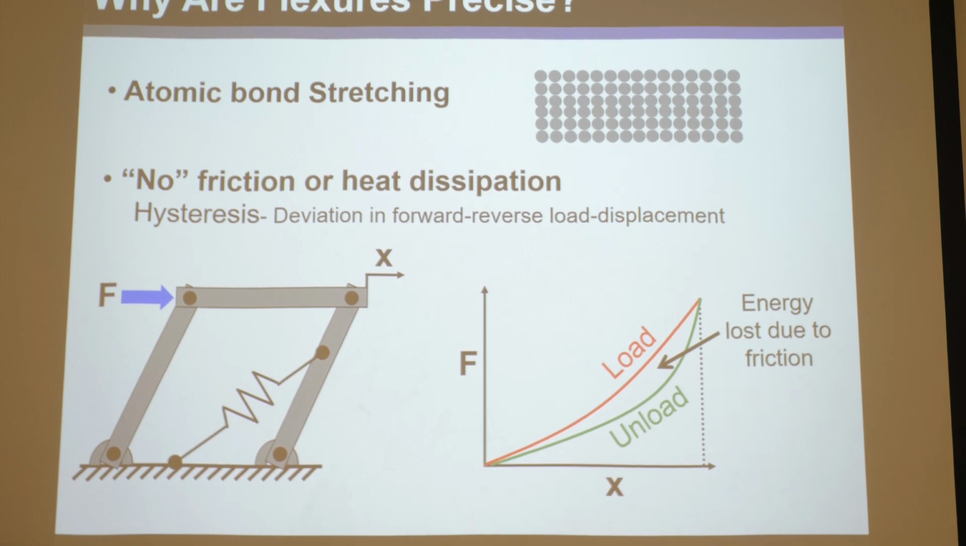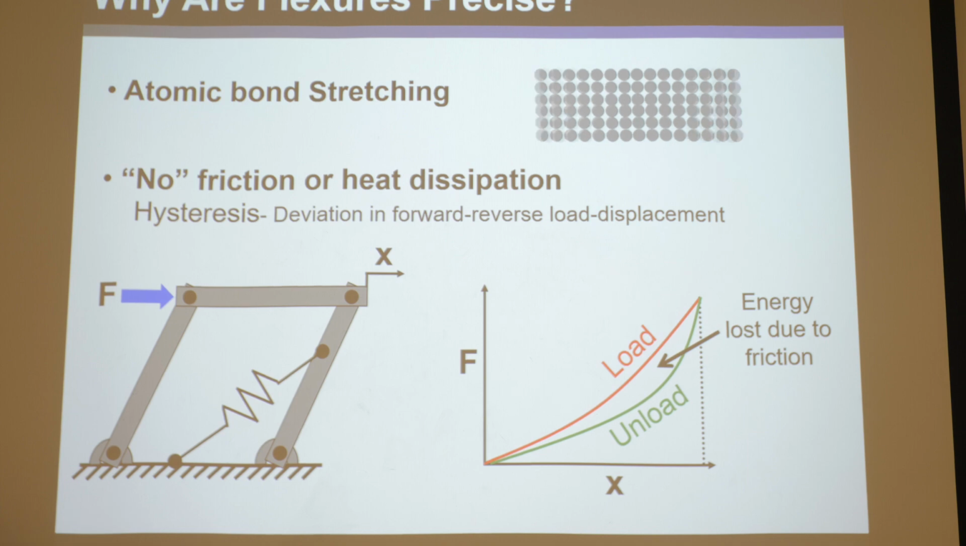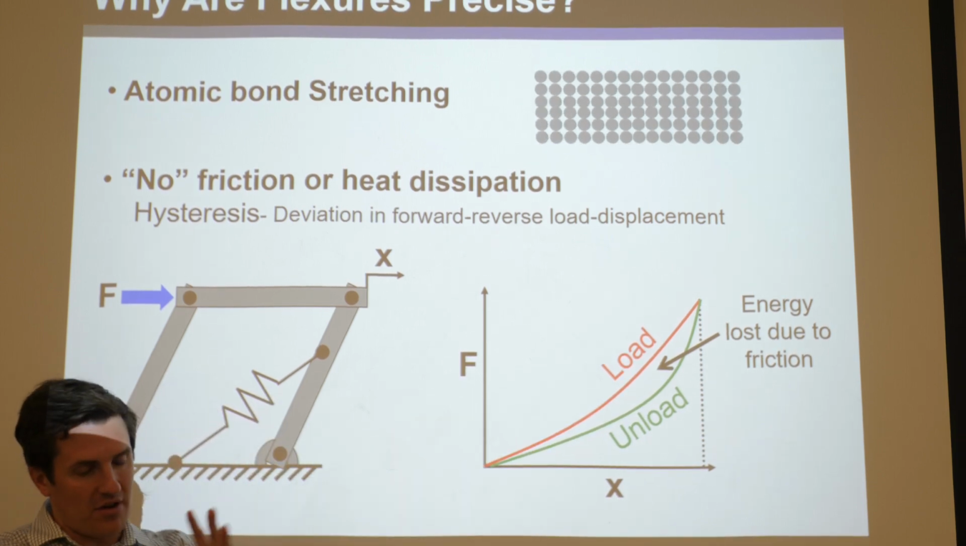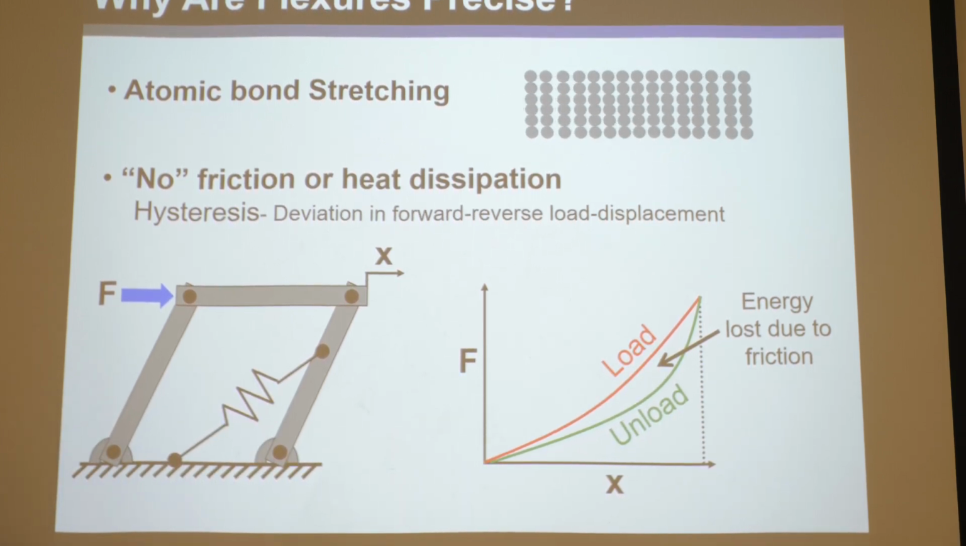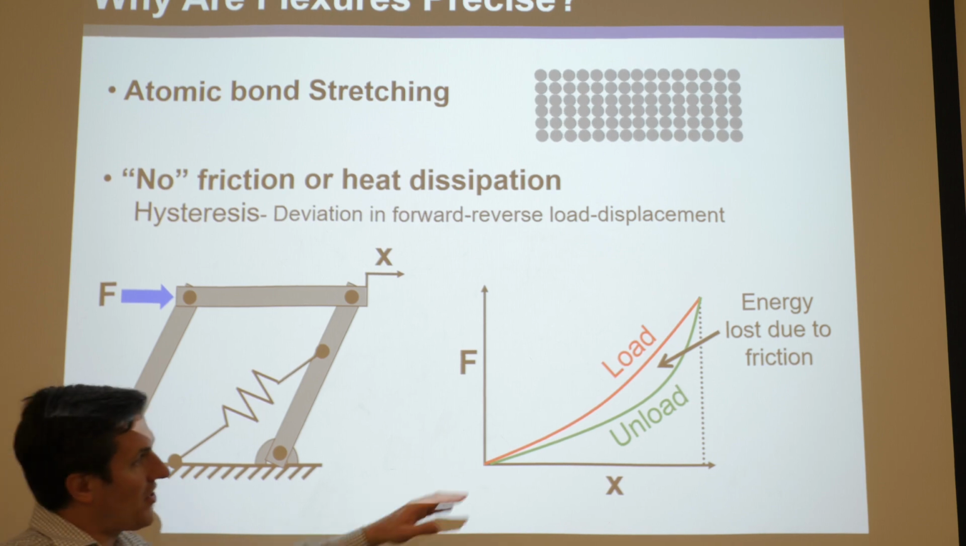And so anytime you have a rigid system with sliding joints or anything that's generating friction, you're going to have some degree of load path and unload path that do not correspond, and you're going to dissipate heat and energy, and your surface every time you go back and forth is going to be different. So it's going to have horrible repeatability, and this is called the hysteresis loop.